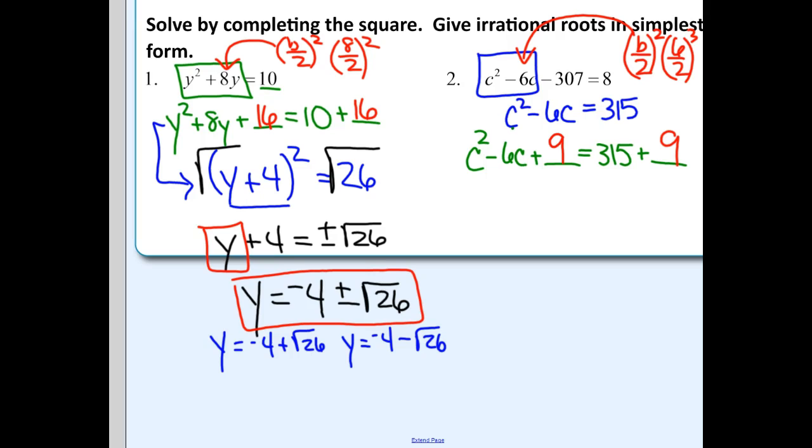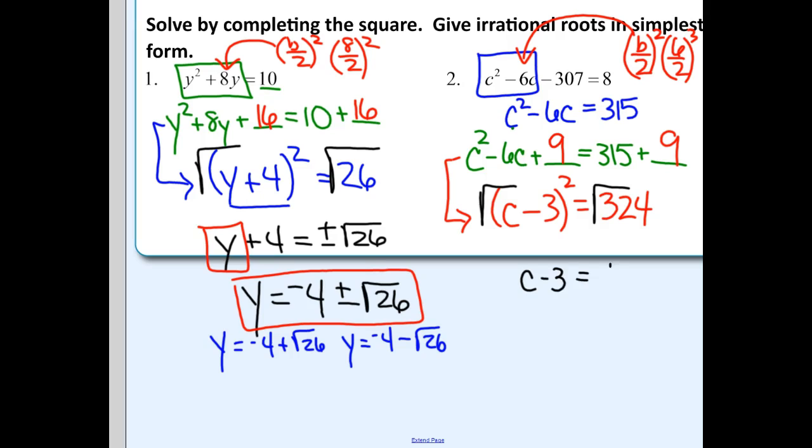Now, we're going to take our binomial squared and factor it. We're going to get c minus, the sign here is a minus, 3 squared equals, and what's 315 plus 9? 324, I think. 324. Now, if we look that up on the perfect square chart, I'm pretty sure it's a perfect square. So again, we're going to take the square root of both sides, just like we did last night. c minus 3 equals plus or minus the square root of 324, which is 18.